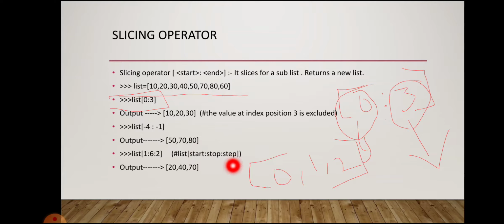There is a step value, as in 1 to 6 with step 2. From the starting index 1 to the index 6, it takes a step of 2. That means the output will be index 1, 20, next it will be 40, next 70, as the sixth index position is excluded.